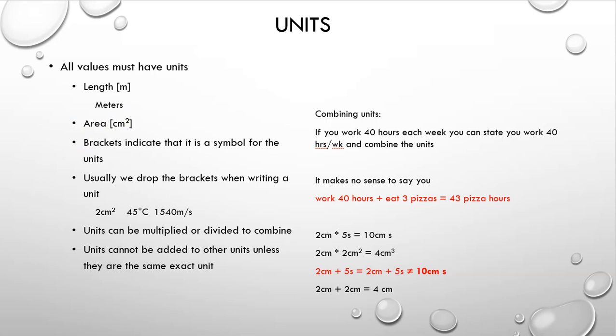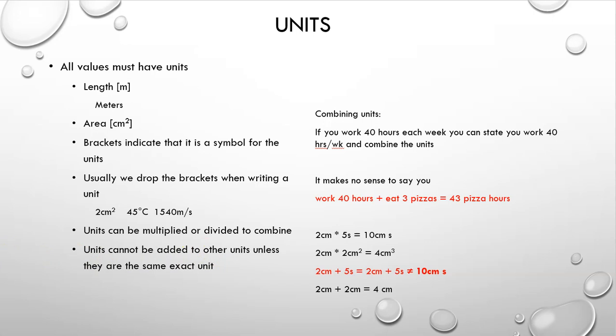Usually we drop the brackets when writing out a unit. So if we write out 2 centimeters squared, we don't put the brackets around the centimeter squared, but actually it's proper to do that. 45 degrees Celsius, we could put the brackets around the degrees Celsius. 140 meters per second, the unit is meters per second, and that could be in a bracket. But we always drop it when we're just writing it out.